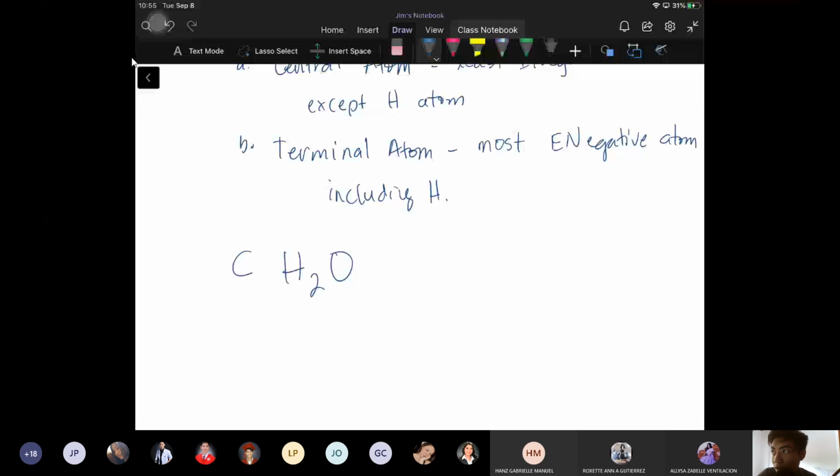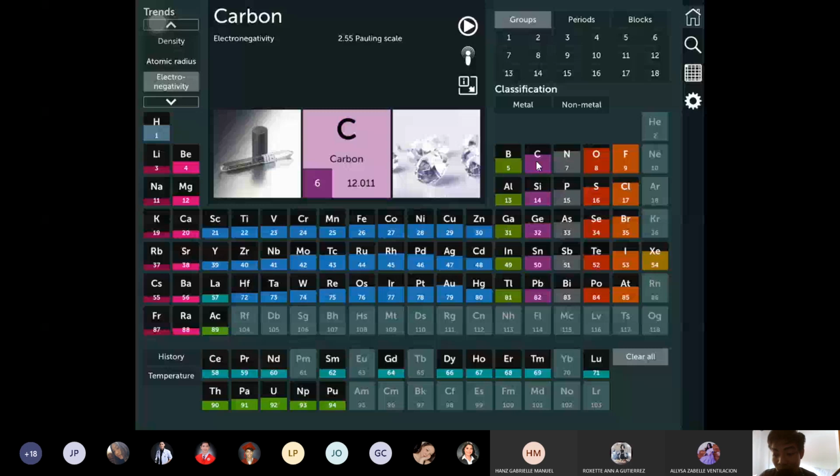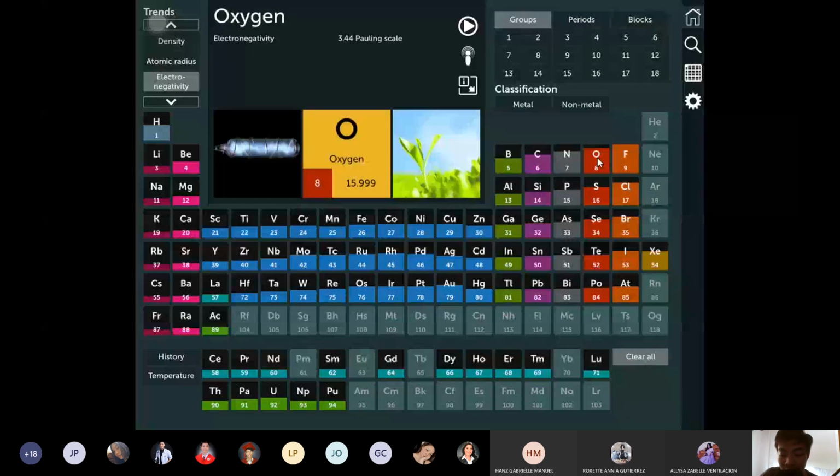So, you have this molecule, CH2O. Sino kaya yung central atom dyan? So, looking at your periodic table, tignan natin C, H, O. So, si carbon, ayan siya, no? Ang kanyang electronegativity ay 2.55. Si oxygen ay nasa rightmost side. Ang kanyang electronegativity ay 3.44. So, that should give you an idea. Since si oxygen ay nasa rightmost side, that means si oxygen ay terminal atom. Si carbon, since siya yung nasa left, siya yung magiging central atom.